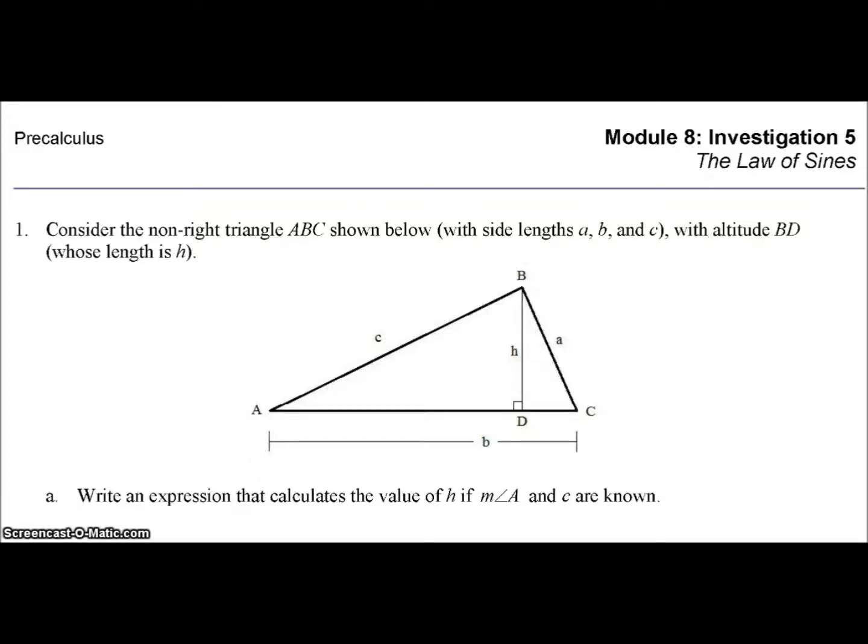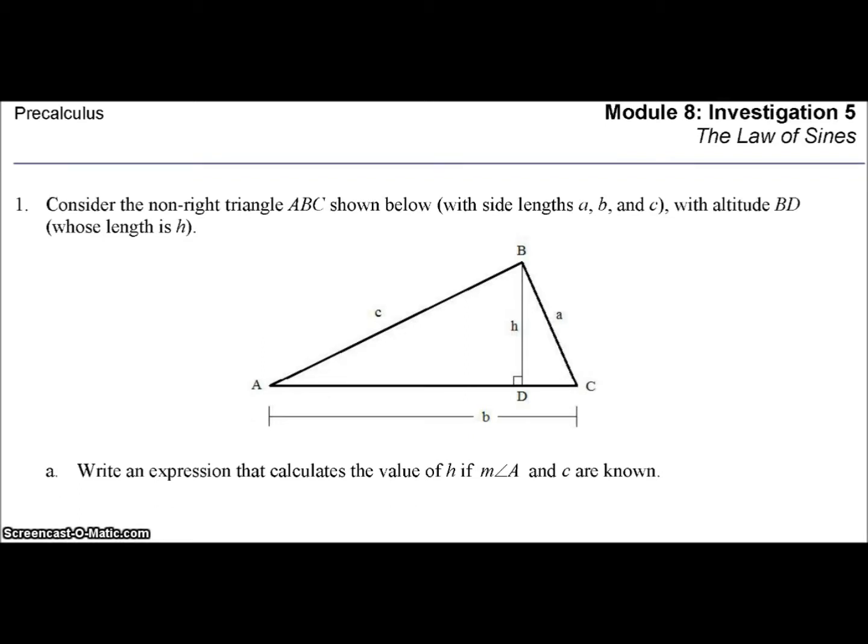Module 8 Investigation 5, the Law of Sines. Consider the right triangle ABC as shown below, with side lengths lowercase a, b, and c, with altitude BD whose length is h. Write an expression that calculates the value of h if the measure of angle A and the length of c are known.